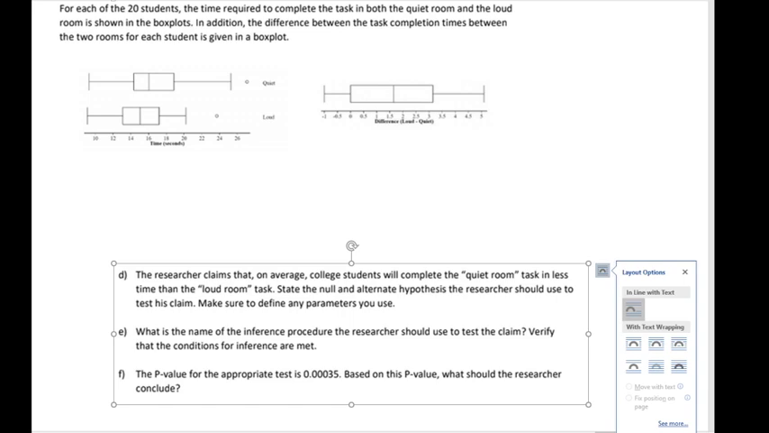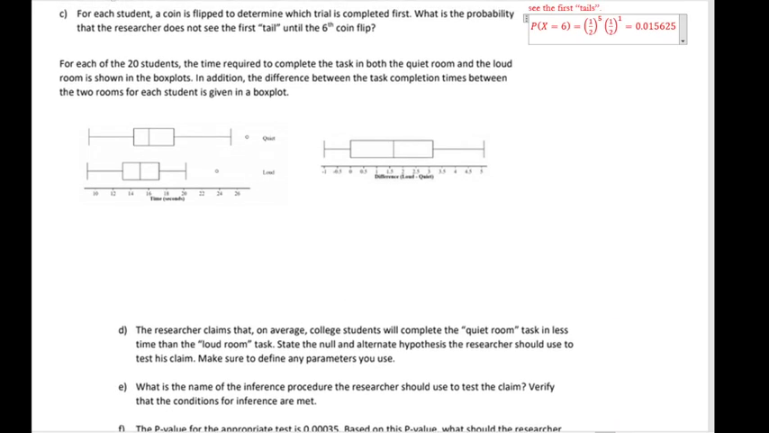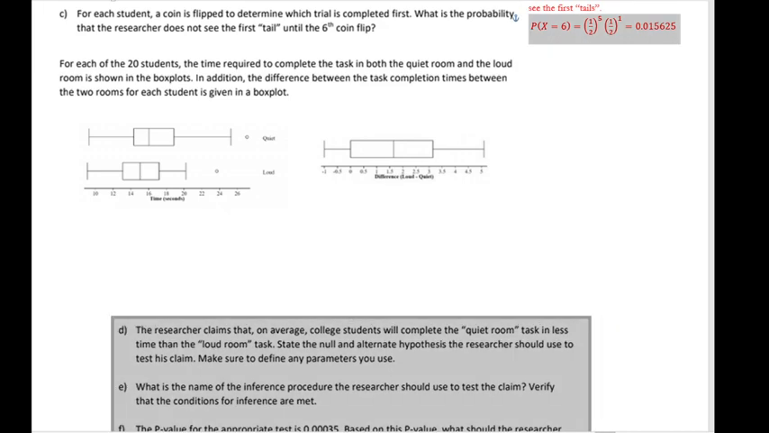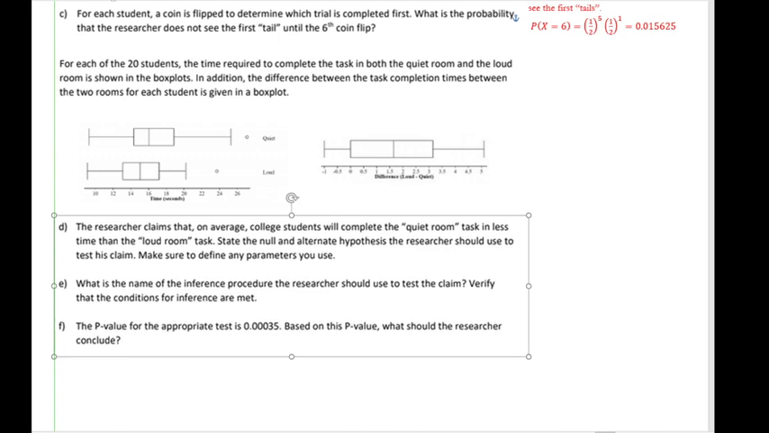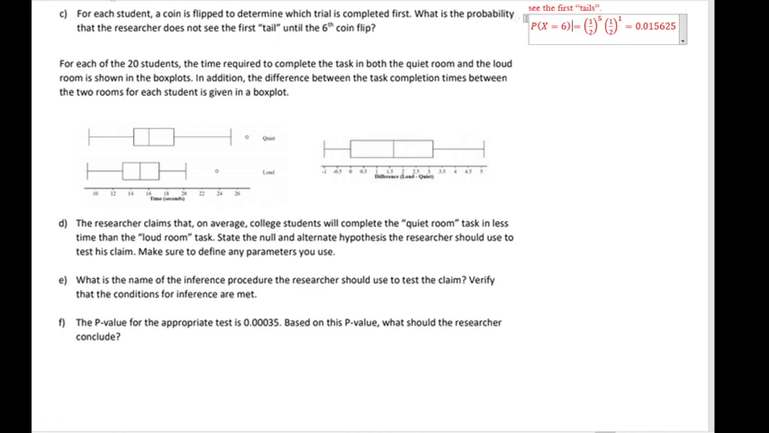So we're going to go ahead and put this in. Okay, why is there a gap there? There we are. So the researcher claims that on average, students will complete the quiet room task in less time than the loud room. State the null and alternative hypothesis the researcher should use to test the claim. Make sure to define any parameters you use.